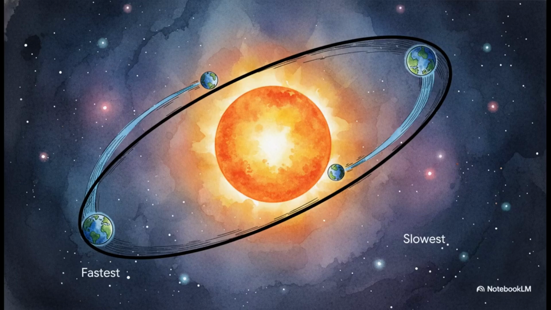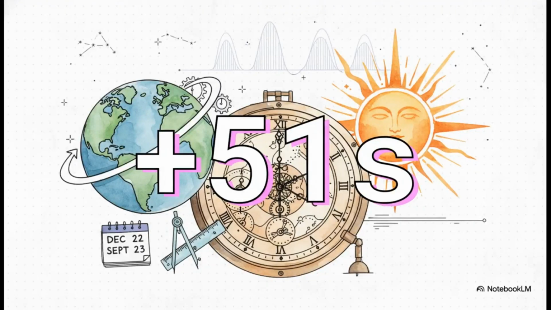From our perspective on Earth, this makes the sun's apparent speed against the background stars change throughout the year. So, what happens when we combine these two effects, the axial tilt and the elliptical orbit? Well, you get significant variation. A true solar day around December 22nd is about 51 seconds longer than a true solar day around September 23rd.